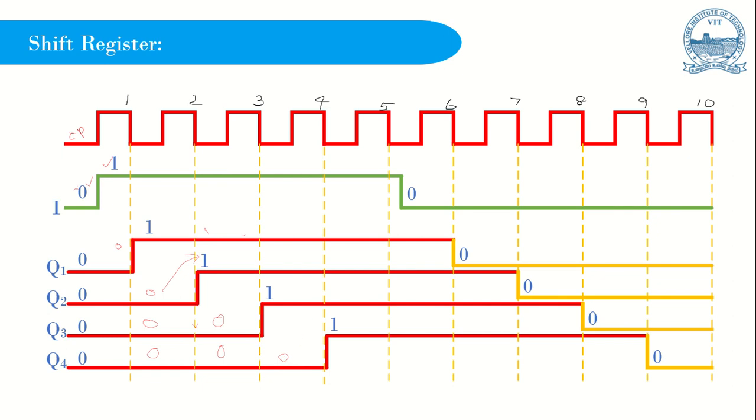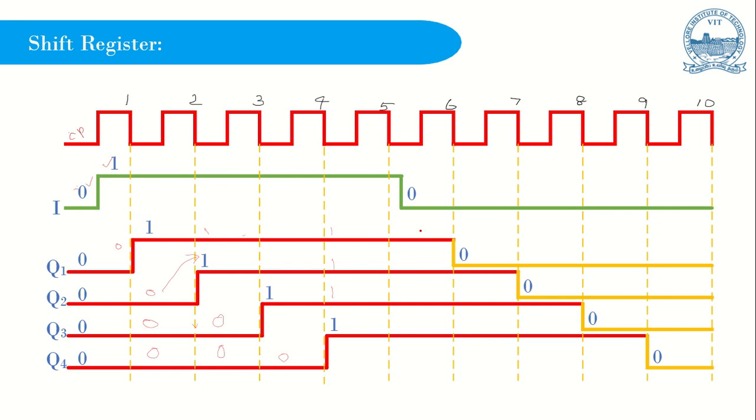So after the fourth negative edge, since Q3 is 1, the same information is transferred to Q4. You can see here, as time progresses, at the end of 4 clock cycles, the Q outputs of all the 4 flip-flops will be equal to 1 1 1 1 logic. So for an n-bit register, it requires n clock cycles for loading the data completely into the register.